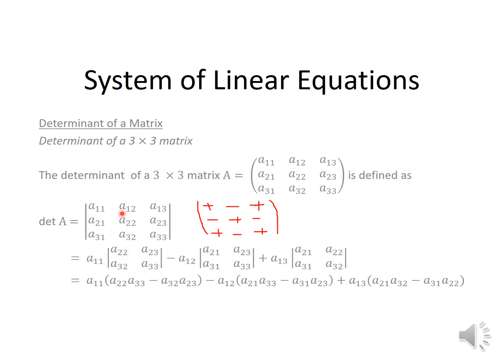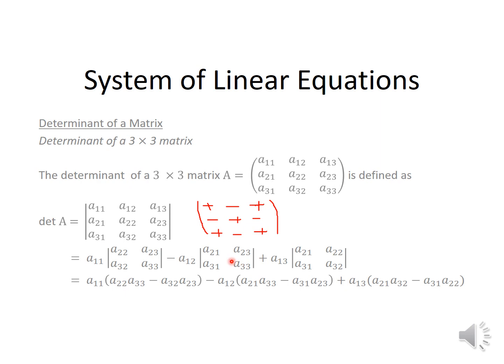And for the second element, A12, refer to the sign. For the A12, it's a negative sign. So you take the negative sign and then A12, take the element and you close the first row and second column. So we only have A21, A23, A31, A33. Then you assign here.